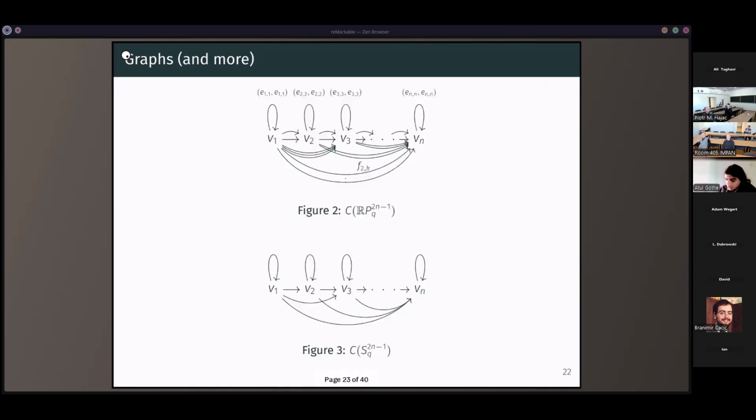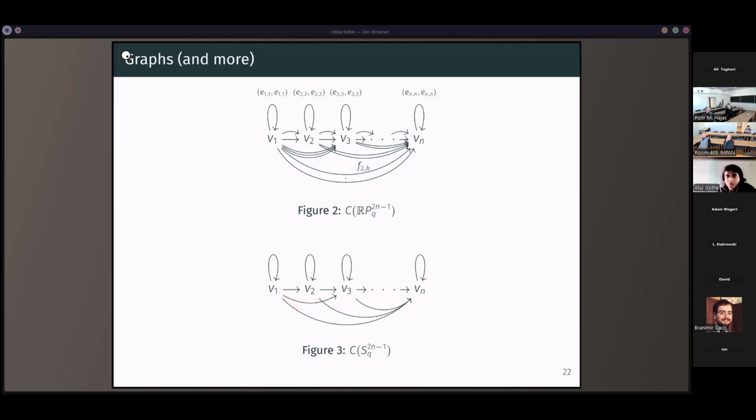So a nice presentation of these spheres and real projective spaces is that they are in fact directed graph C star algebras, which in particular also means that they are topological graph C star algebras. And C of S_q^{2n-1} is easy enough to explain. We have just n vertices such that there is just one edge which goes from Vi to Vj such that i is less than j. So we only have edges in one direction, and there is only one edge which connects Vi to Vj, where j is greater than i.